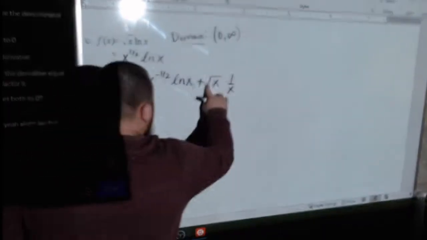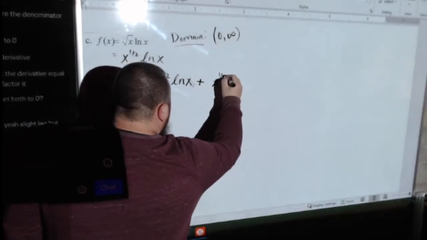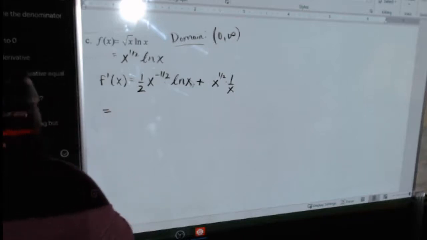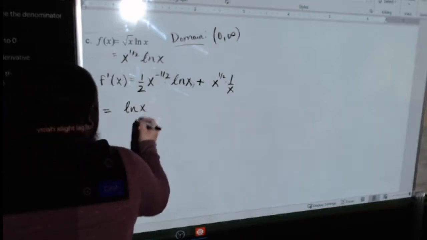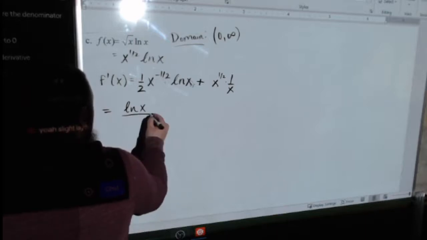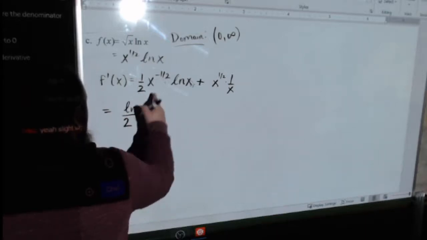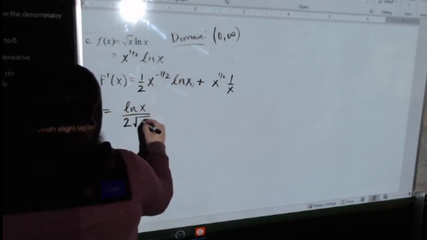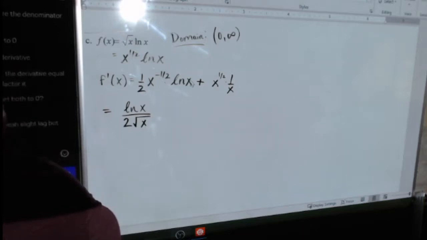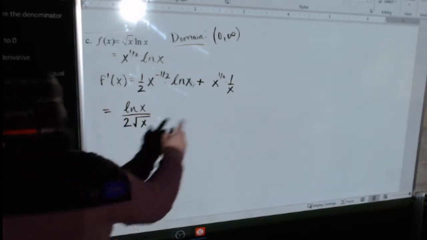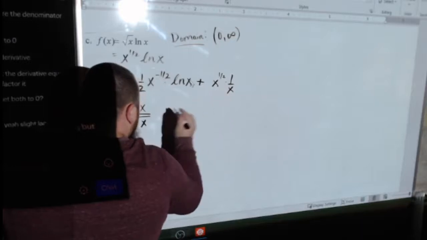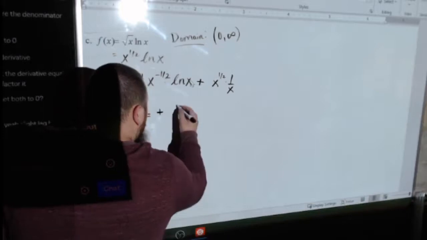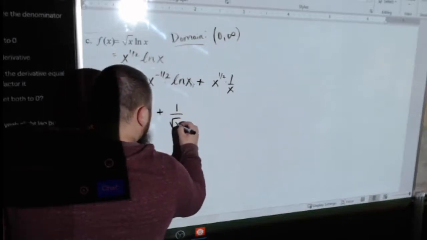So actually let's leave this as x to the 1/2. Alright, so I just want to rewrite this. This is going to be natural log of x over, 2 stays down here, x to the minus 1/2 really means put that in the denominator and make it a square root. And then x to the 1/2 over x, that is really 1 over root x.